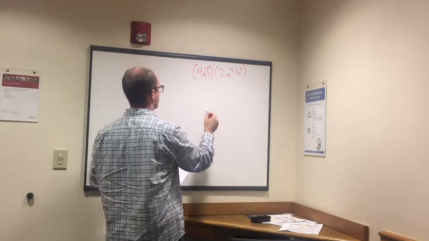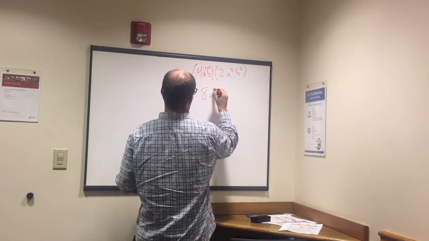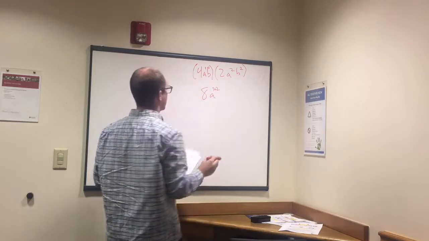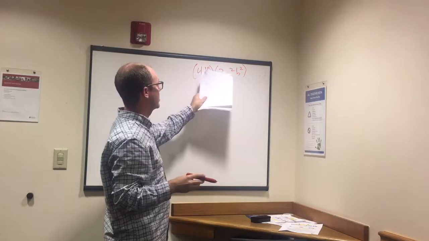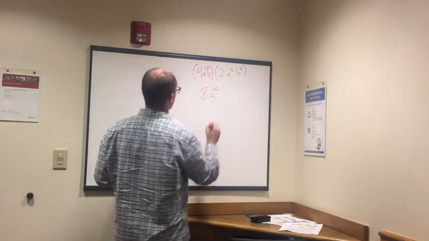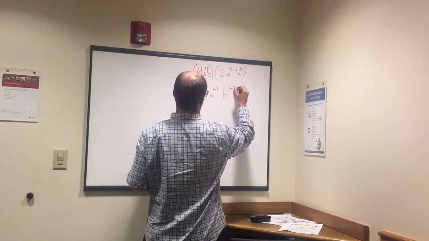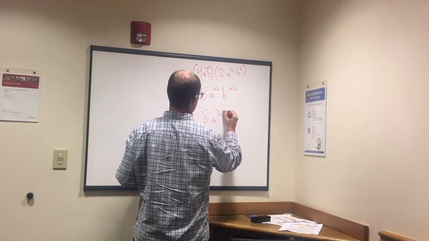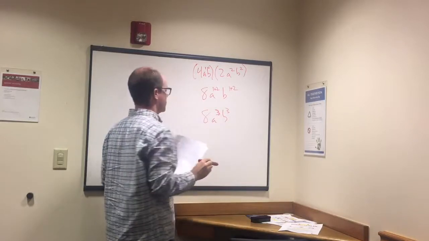Okay, and then we're going to multiply these together. So 4 times 2 is 8. And then we have a to the 1 plus 2. Of course, it's 3. We just added the 1, which is the exponent for the a here, and the 2, which is the exponent for the a over here, and b also to the 1 plus 2. What this equals is 8a to the third, b to the third.